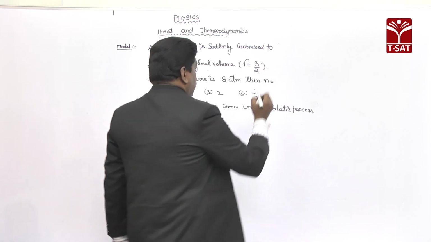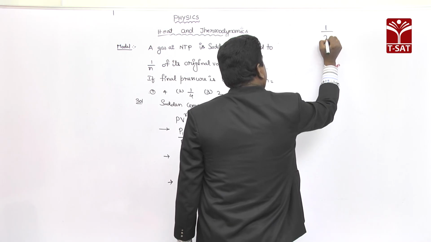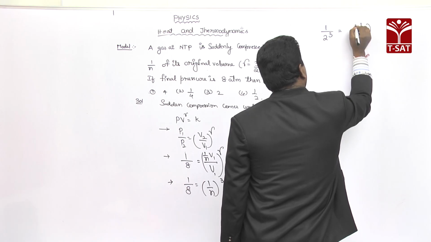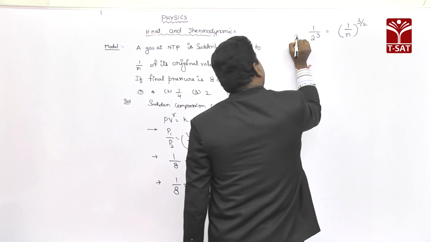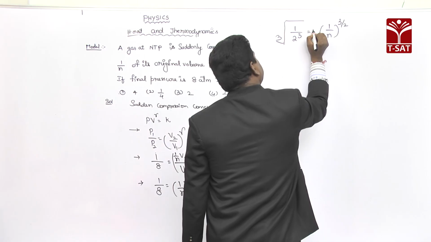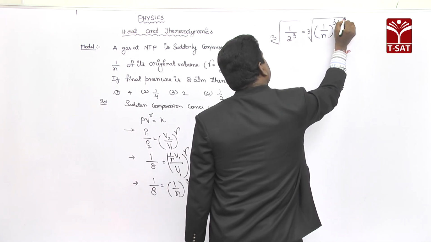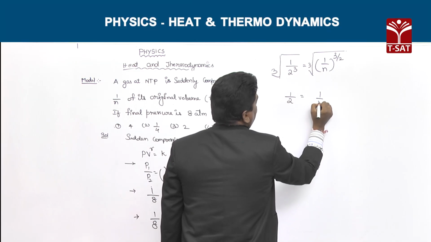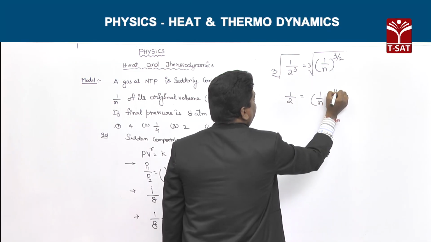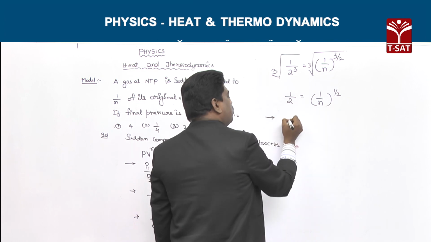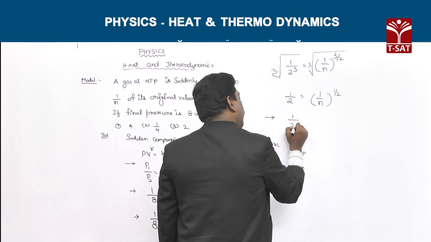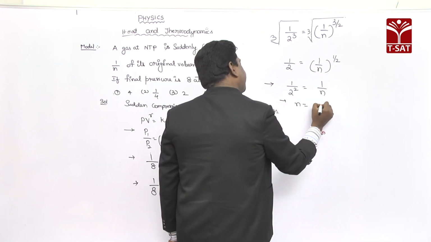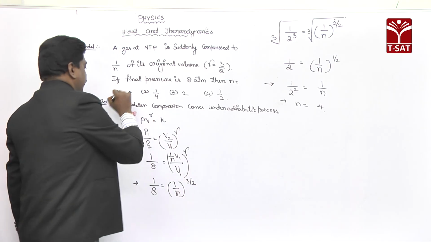1 by 2 cube is equal to (1 by n) whole to the power of 3/2. Cube rooting on both sides, we have 1 by 2 is equal to (1 by n) whole to the power of half. Squaring on both sides, we get 1 by 2 square equals 1 by n, and n is 4, which is option number 1.